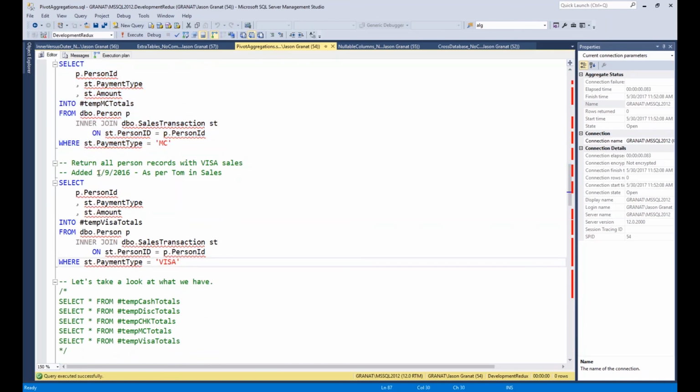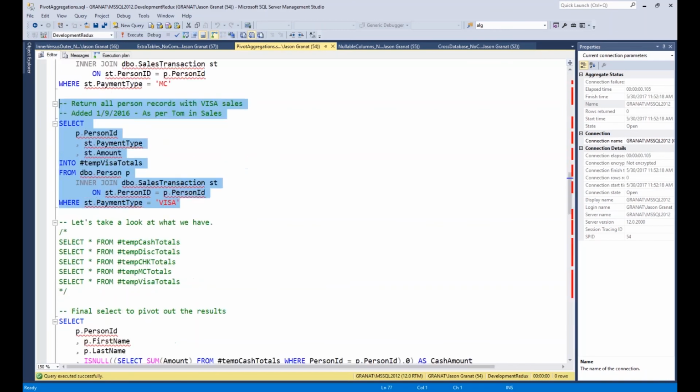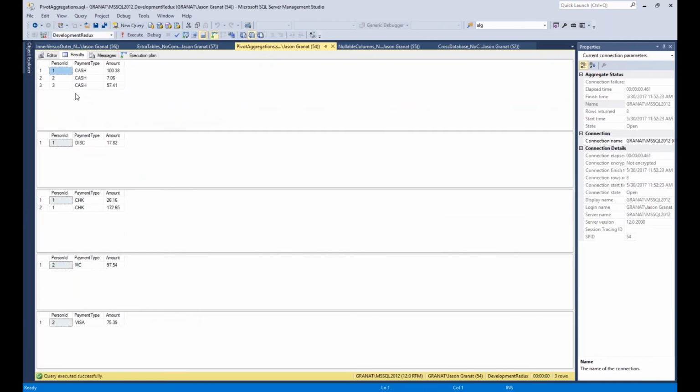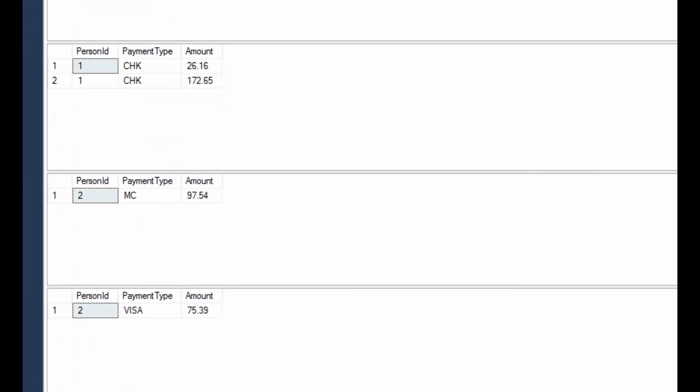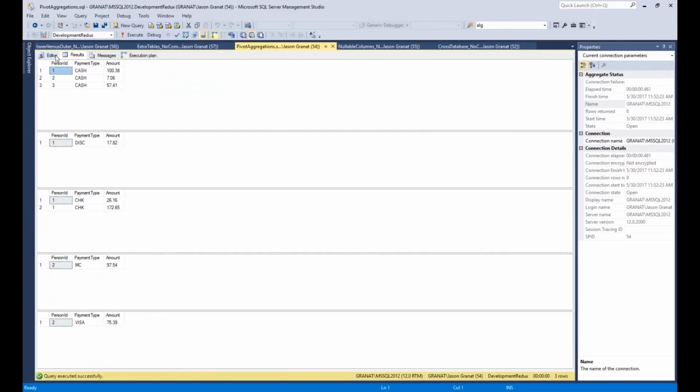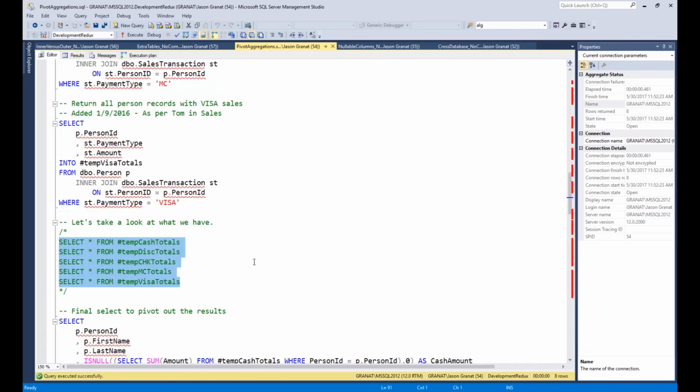And then finally, in January of 2016, Tom again said, hey, man, I need some Visa stuff, right? So what we end up having is five temp tables that have the cash transactions, the Discover card, the check, the MasterCard, and the Visa. So we've got all those transactions in there.